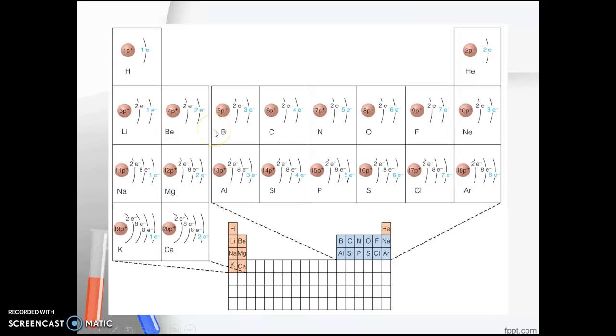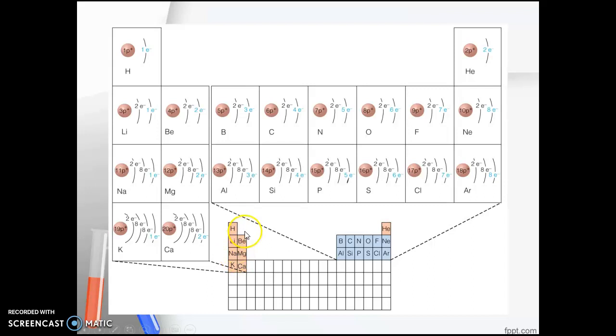I just want to mention something here: when we're taking the first 20 elements of the periodic table, this is the location of these elements. You can see that it starts with 1 proton, then helium 2 protons, then 3, 4, 5, 6, 7, 8, 9, and 10, and then 11, 12 till 18, and then we have 19 and 20. As you can see, the periodic table is arranged according to the atomic number. All the elements are arranged according to their atomic number.